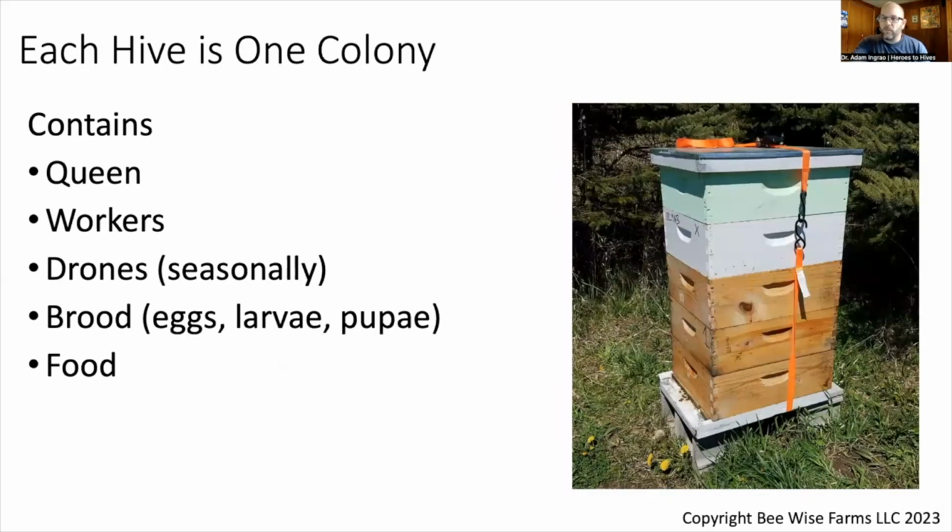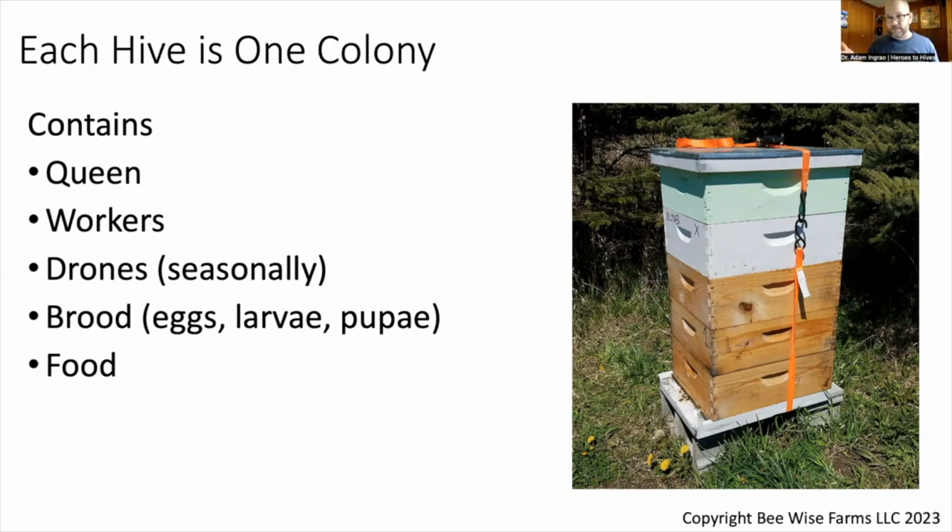So let's talk about what comprises this colony, right? What is a colony of bees comprised of? Well, each one of your colonies, each one of your beehives that you see pictured here on the right, each one of them contains a queen, it contains workers, it contains drones, and those appear seasonally, so you don't have drones year-round. Depending on where you're at, the seasonality of drones is going to be longer or shorter.